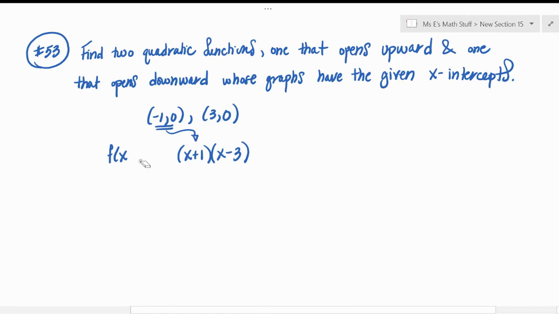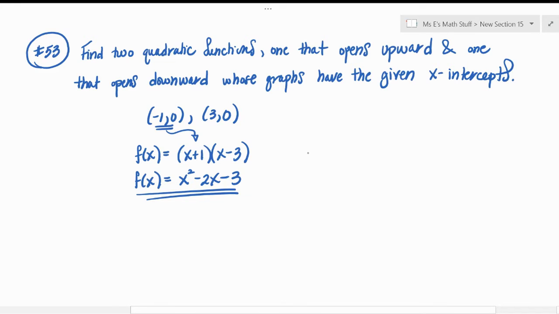And then you could multiply it out just to show off that it is a quadratic, just using the distribution process. So you'd have minus 3x plus x, which is -2x, and then minus 3. And so here's one, and that one would open upward. You can tell because your leading coefficient is positive.